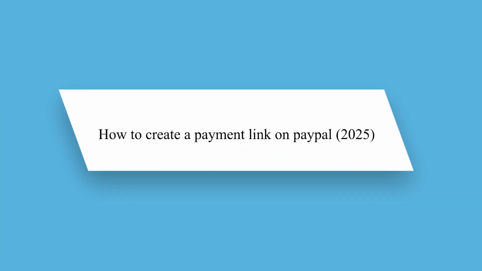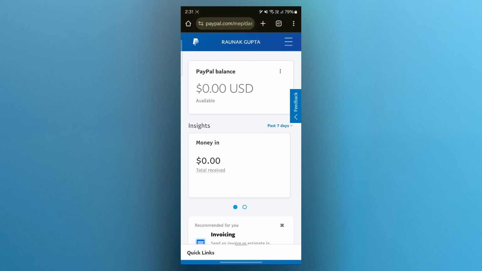Today I will show you how to create a payment link on PayPal. So in order to do this, first of all, navigate to any browser on your mobile phone. Then log into paypal.com using your user credentials. After logging in, you'll be on PayPal's dashboard.